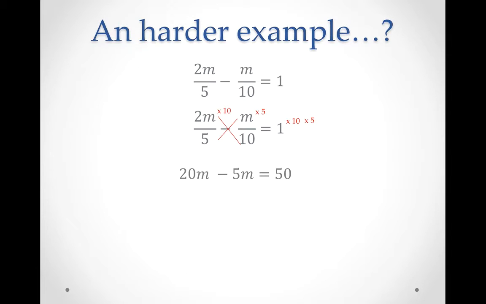Now this looks easier to solve. We can now group our terms on the left hand side, so 20m minus 5m would simply give us 15m equals 50. Now we want to get rid of the 15. We know it's 15 times m, so divide both sides by 15, and we'd simply be left with m equals 50 over 15.